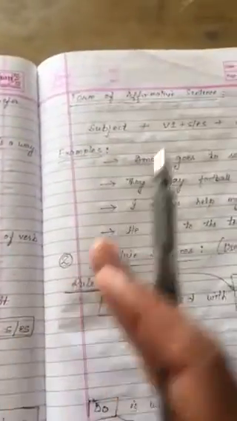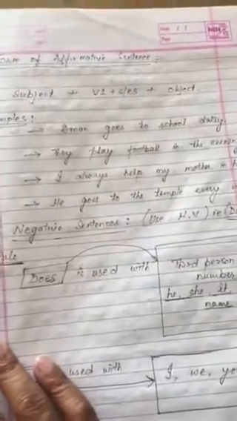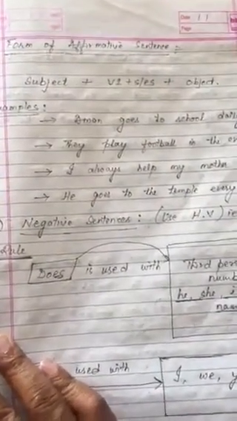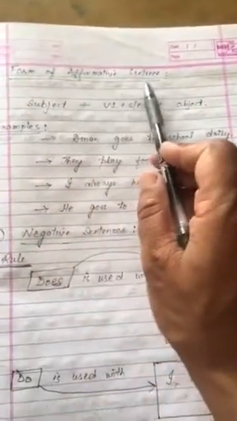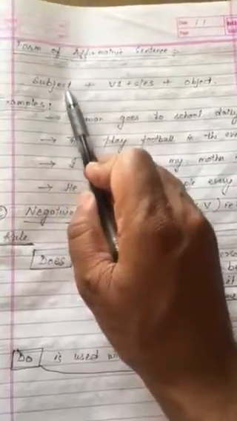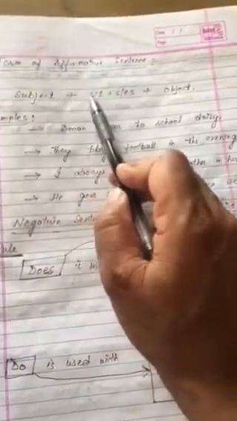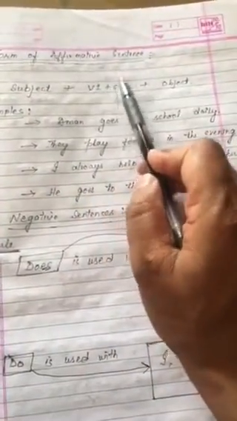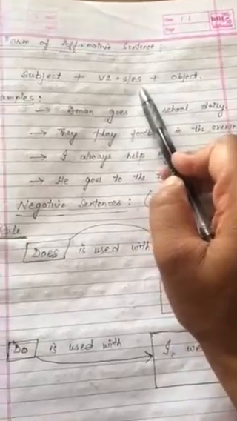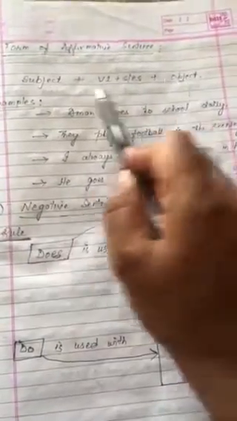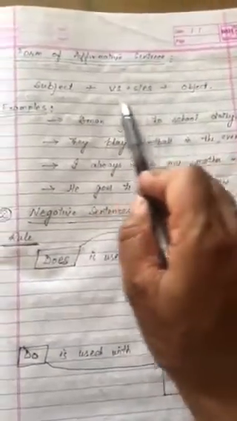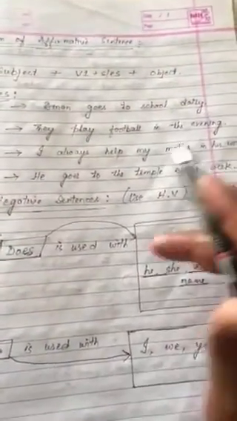Now let's see the structure of affirmative sentences. The structure, or you can say the form, of an affirmative sentence. First of all we write the subject, then the first form of the verb plus S or ES according to the rule, plus the object. So this is the structure. Now we will see the examples one by one.